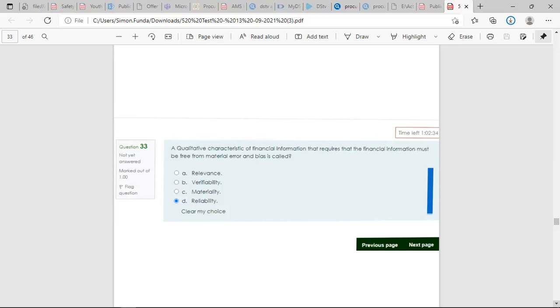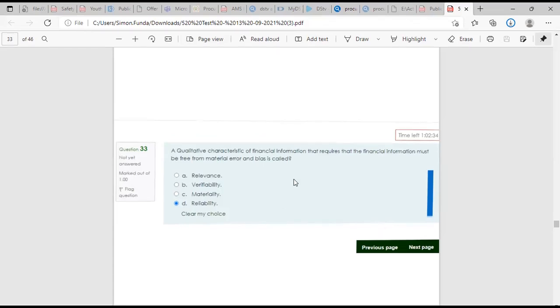So relevance means that the information should be relevant to what we are looking for as a user. Verifiability, we should be able to verify the facts, the information given. Then materiality, it's supposed to be material enough and not immaterial. And then reliable, we are saying it has to be very true, very straight, material, very free from error and bias.